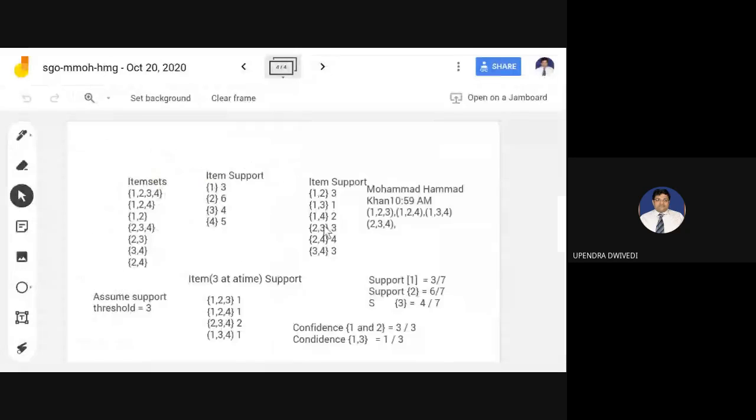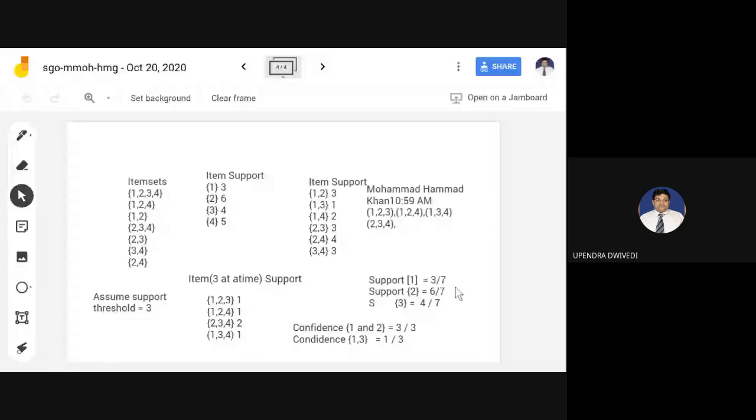In this example, we discussed these item sets, and then we calculated the support of these item sets. Suppose we are calculating the support of item 1. It will be calculated as the number of transactions involving item 1 divided by the number of total transactions. You can find that 1 is involved in 3 transactions, and the total number of transactions is 7, so we divide 3 by 7. This way we can calculate the support.